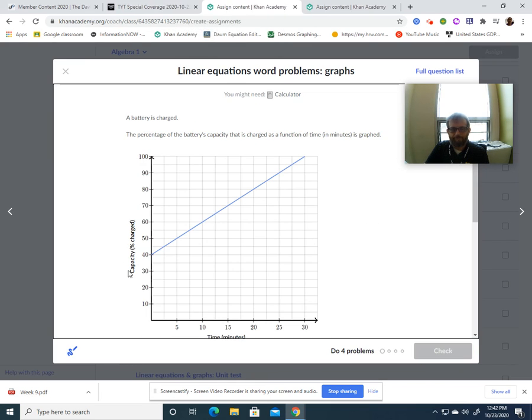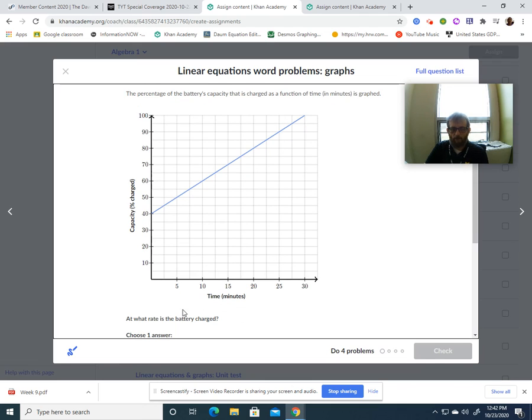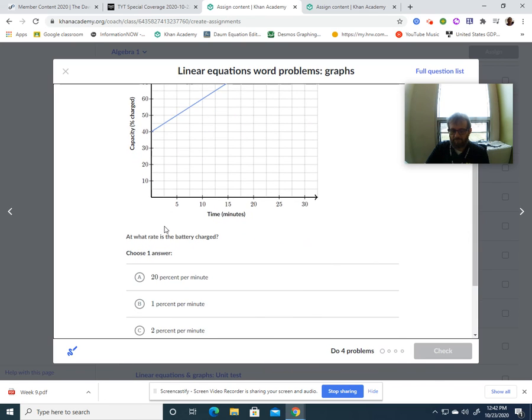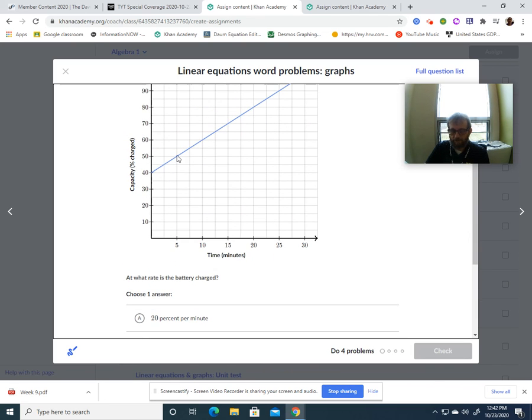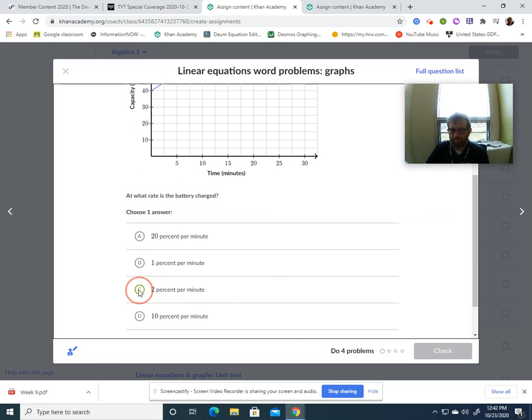All right, a couple more. A battery is charging. The percentage of the battery's capacity that is charged as a function of time is graphed. Okay. At what rate is the battery charging? Well, rate, that's our slope. So if you can look here, all right, it goes from 40 to 50 in 5 minutes. So it increased 10% in 5 minutes. So 10% divided by 5 is 2% per minute.